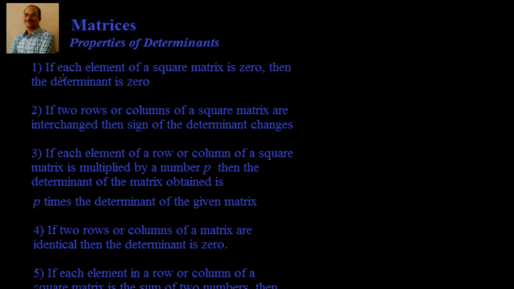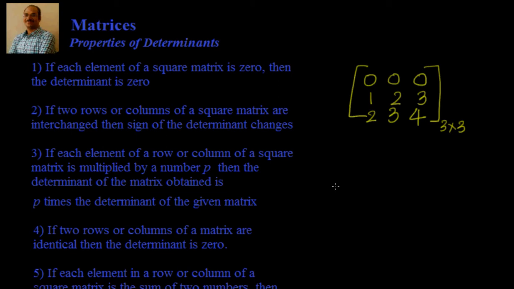The first property: if each element of a square matrix is 0, then the determinant is 0. This is very self-evident. Let us say I have a 3 by 3 square matrix with a row of 0, 0, 0, then 1, 2, 3, and 2, 3, 4. Now you want to find the determinant of that.